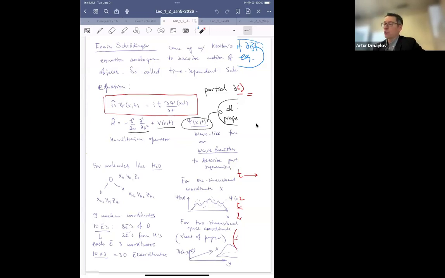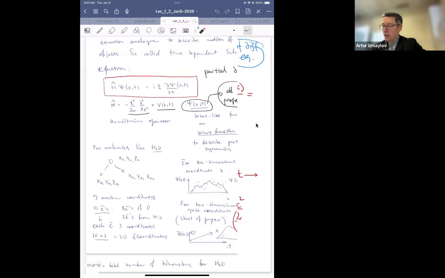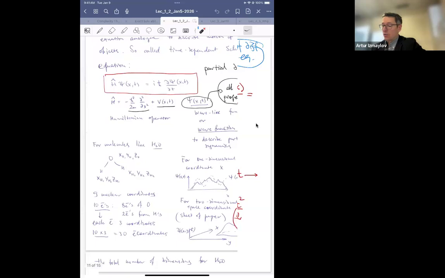We will talk about how to write the Schrödinger equation for molecules, and then how to solve it, what to do with the solution, things like that. So let's start, and hopefully you can follow it. You can ask questions, of course, along the way.